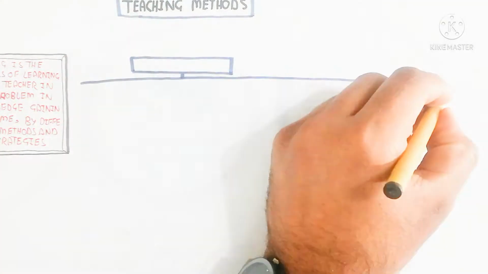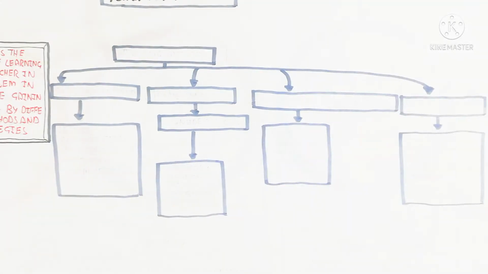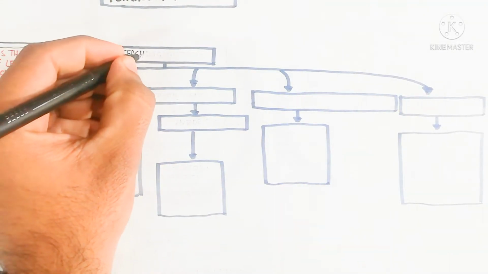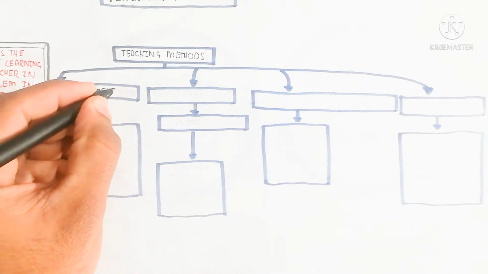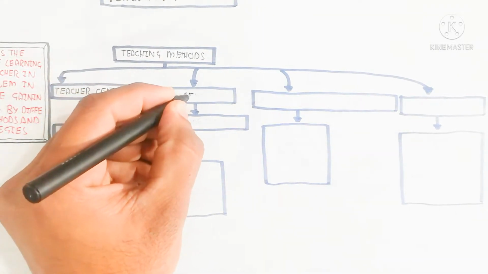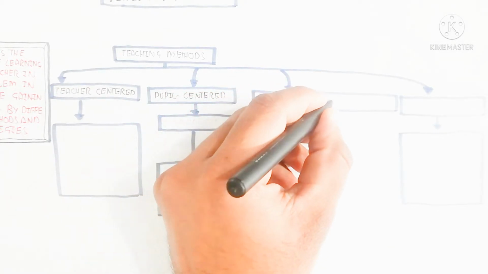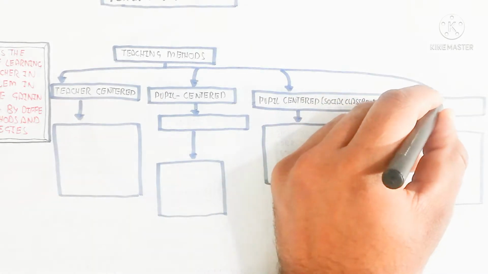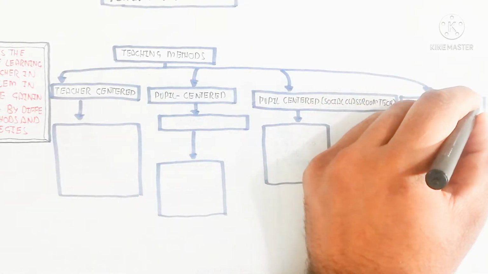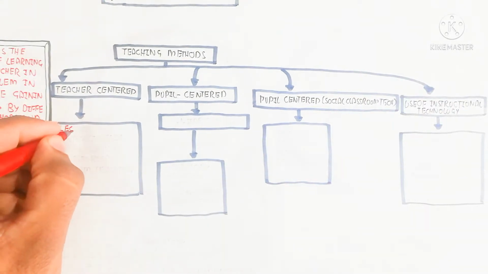On the other hand, an important thing here is the teaching method, which we will discuss. There are different types of teaching methods. The teacher centered, and the pupil centered, where pupil means the students who interact with each other, while the pupil centered social classroom technology, and on the other hand the use of instructional technology.